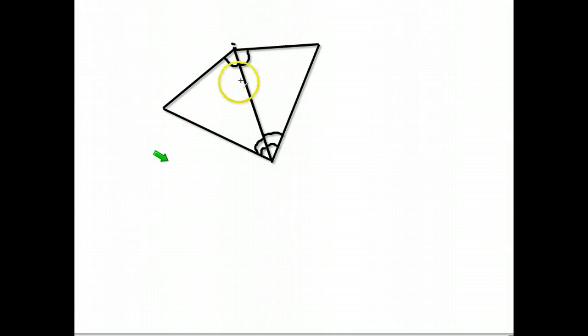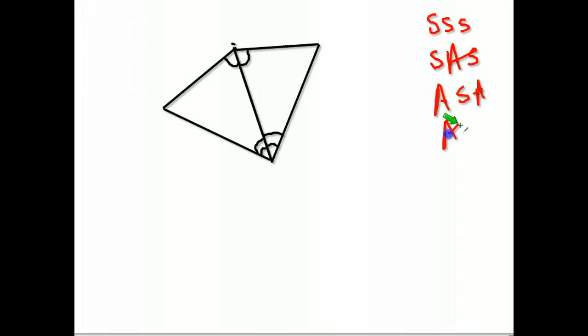Okay, here is one more figure. What could I use to prove that these two triangles are congruent? Again, here's our list of options: SSS, SAS, ASA, or AAS. None of the sides are marked. Are there any that I can mark? Yes, I can mark this one down the middle because it's shared by both triangles and it's congruent to itself. So I have one congruent side, not enough for SSS or SAS, so they're both out. I do have two congruent angles and a side, so ASA and AAS are both on the table.